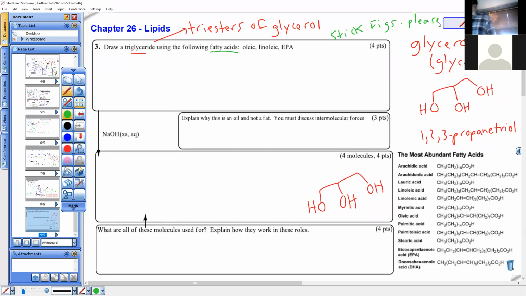So how do you make esters? Well, you take your alcohol and don't draw OH. Remember, they're condensation reactions. Alcohol loses H, carboxylic acid loses OH from the carbonyl. Oleic acid right here. The carbonyl's over here, people. Don't just copy what you see.